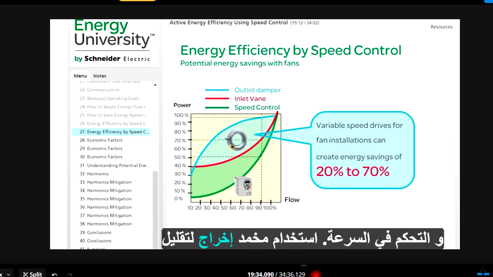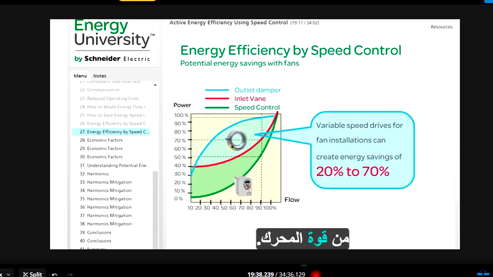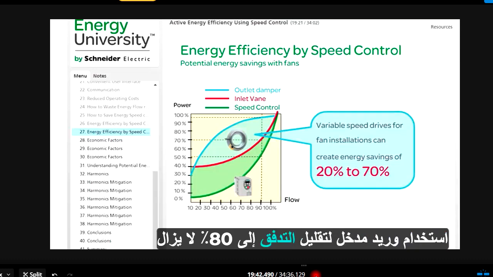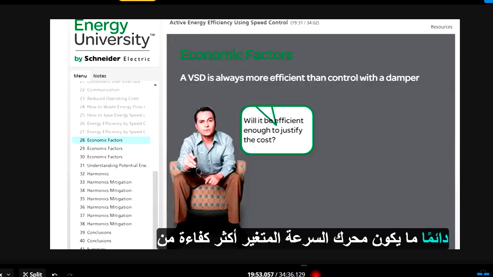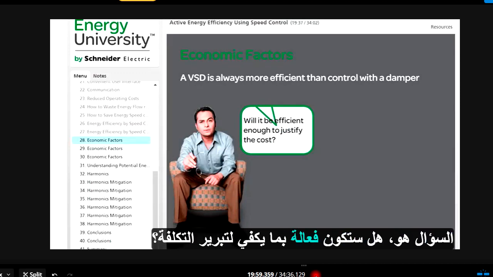Using an output damper to reduce the flow to 80% uses 95% of the motor's power. Using an inlet vane to reduce the flow to 80% still uses 70% of the motor's power. And using a speed drive uses only 50% of the motor's power. A variable speed drive is always more efficient than control using a damper. The question is, will it be efficient enough to justify the cost?